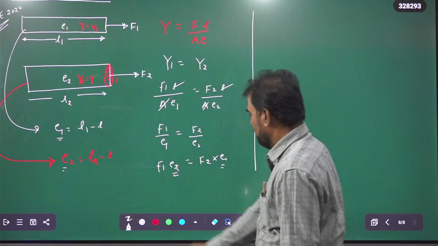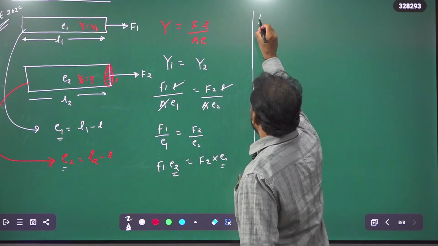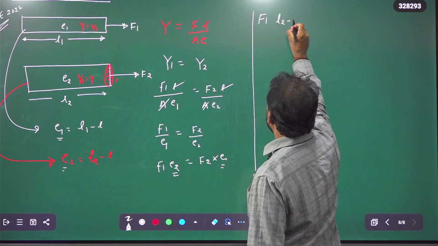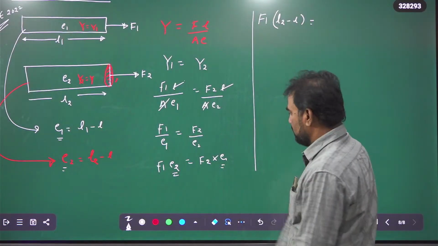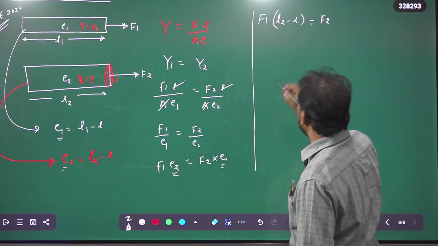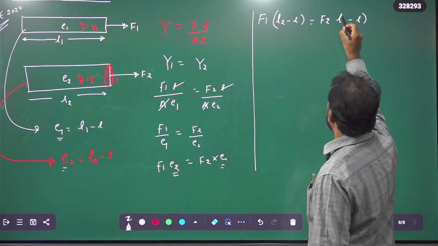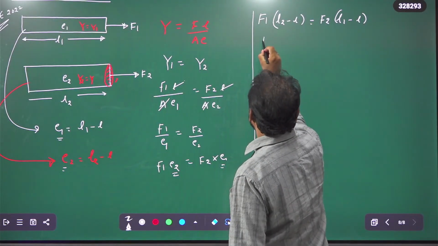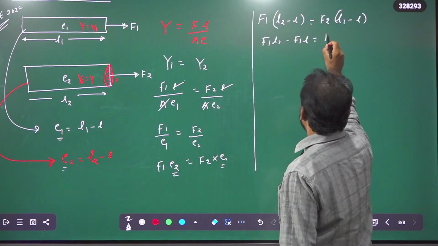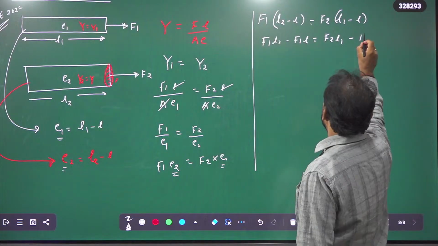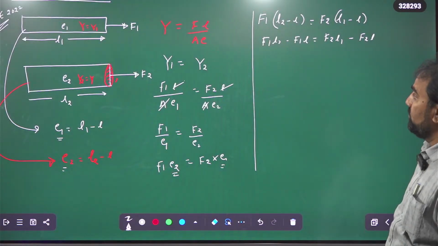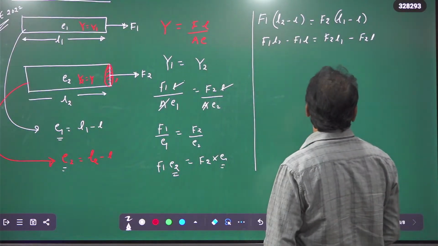F1 into E2, and E2 means L2 minus L, is equal to F2 into E1, and the value of E1 is L1 minus L. We can simplify this: F1 L2 minus F1 L is equal to F2 L1 minus F2 L. Now we have to calculate the natural length of the wire from this equation.